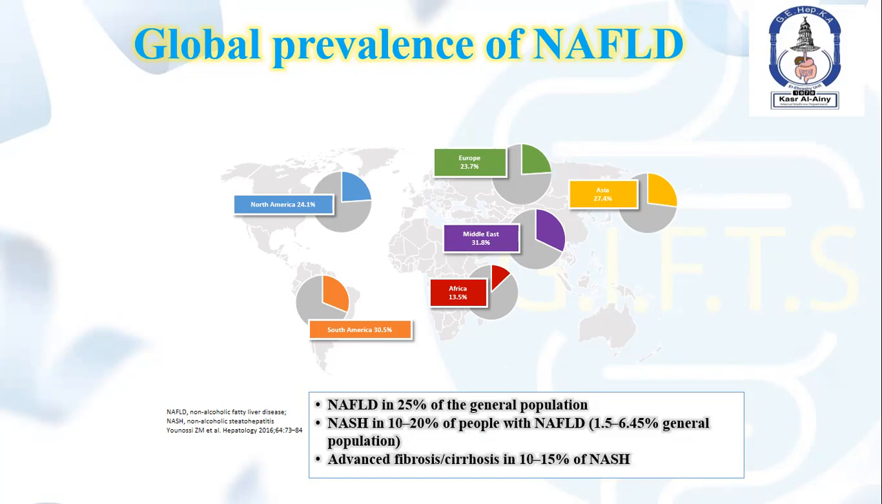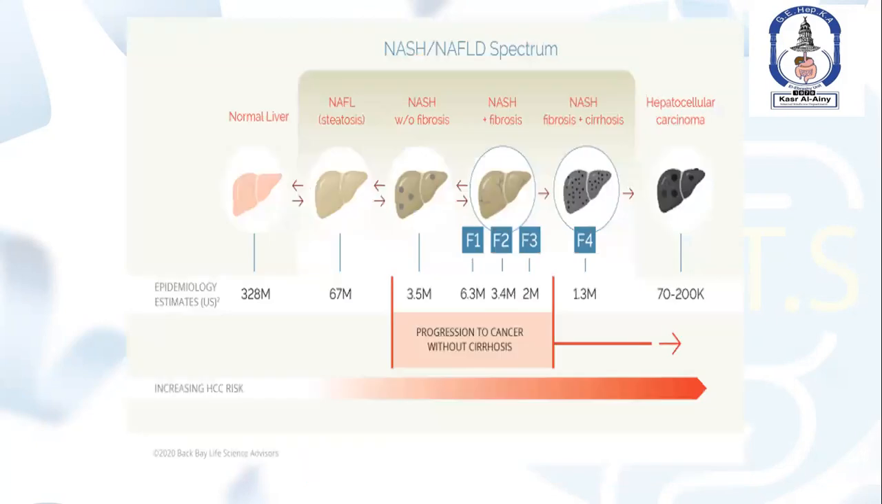And of course, advanced fibrosis and cirrhosis can also affect 15% of patients with NASH. So there is going to be like 1 or 2% of the whole population that already has cirrhosis without any kind of symptom.